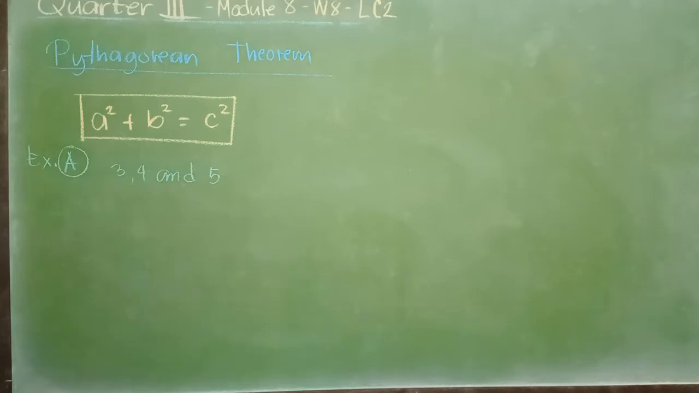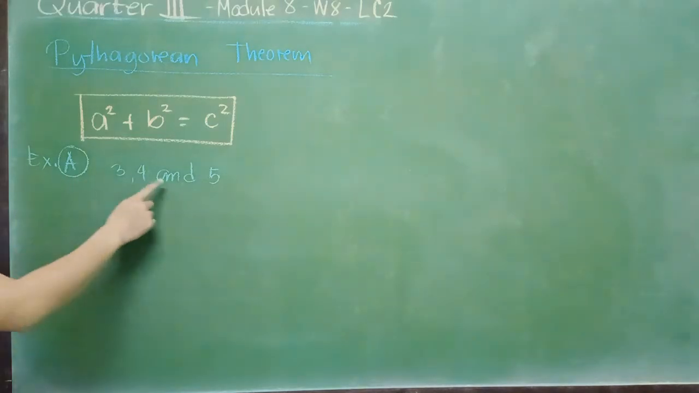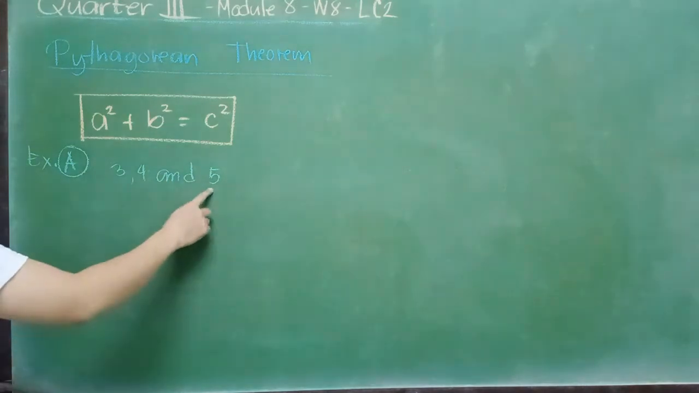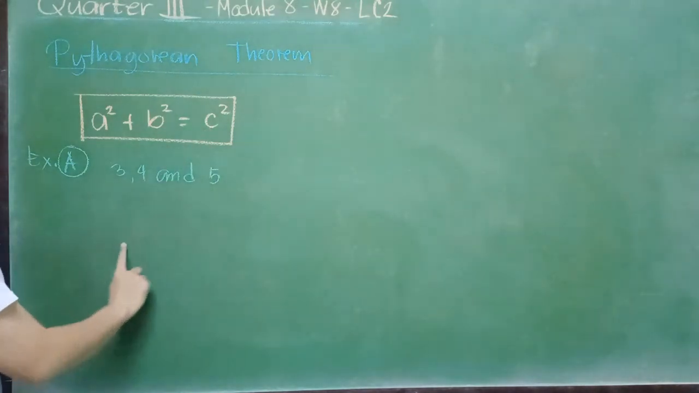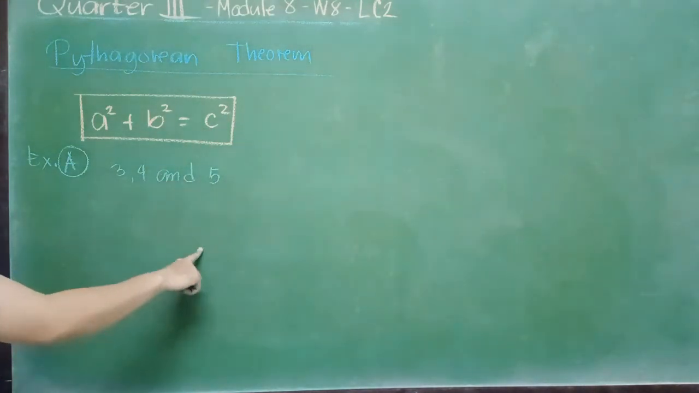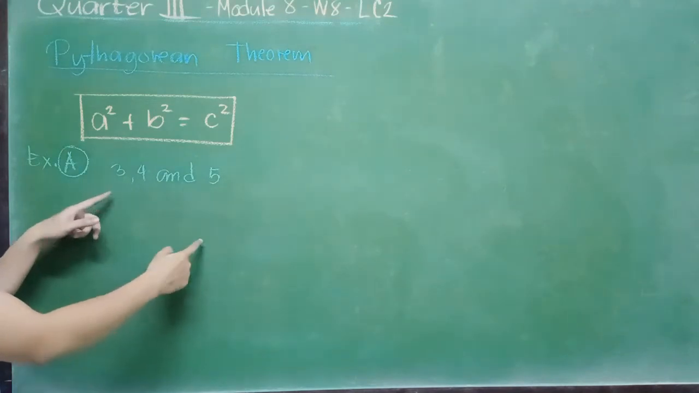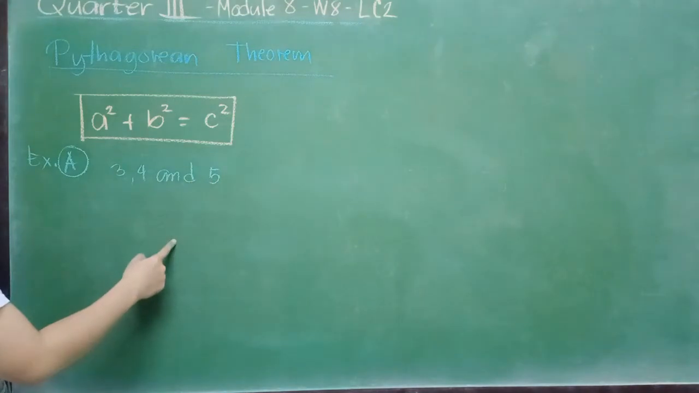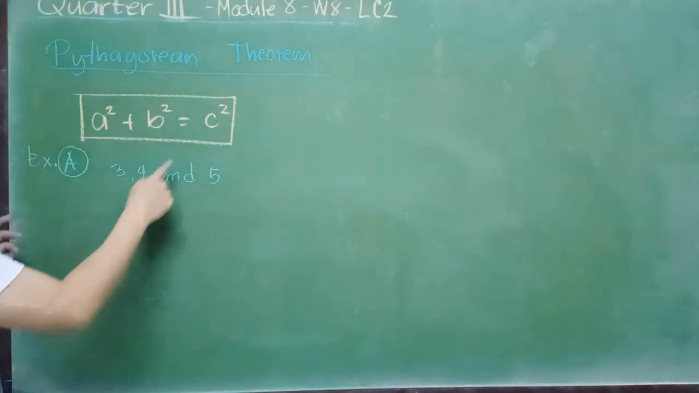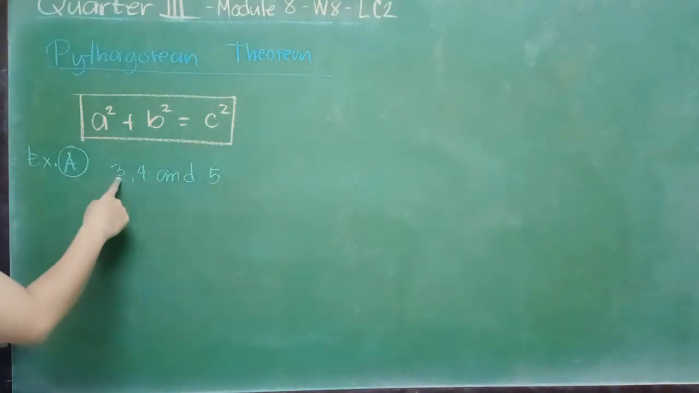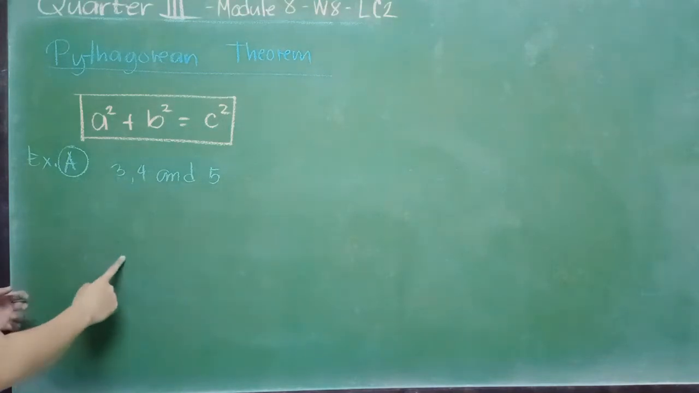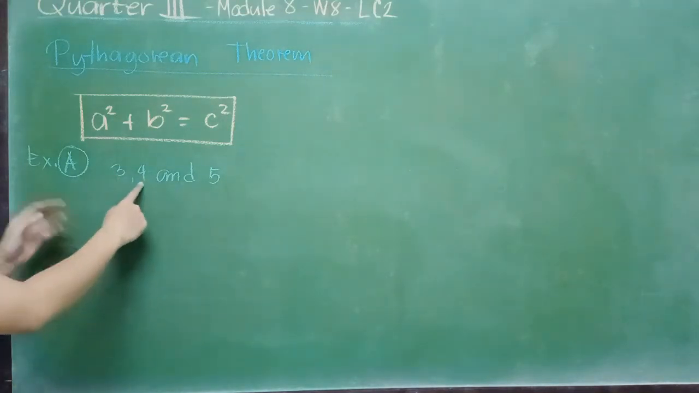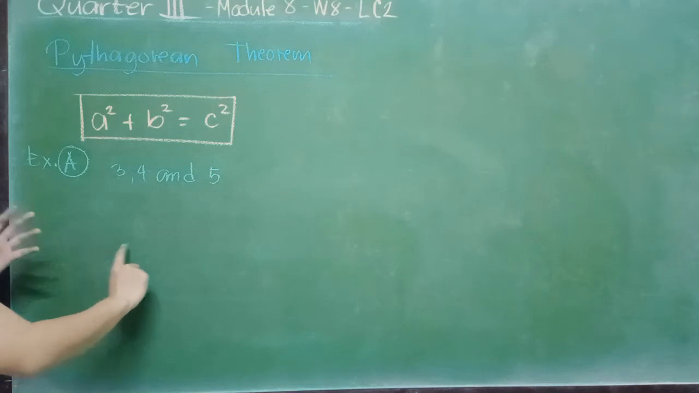So for instance, example letter A, we have 3, 4, and 5. Now, obviously, yung 5 siya yung magiging C, since doon sa triangle natin, yung C siya yung pinakamahabang side. So, therefore, siya may pinakamalaking value. So, sa 3, 4, and 5, yung 5 yung may pinakamalaking value. So, siya yung magiging C. And then, 3 siya yung pinakamaiksi, so mapupunta siya doon sa pinakamaiksing side. And then, 4 yung nasa pagitan ng 3 and 5, so siya yung nasa middle term.